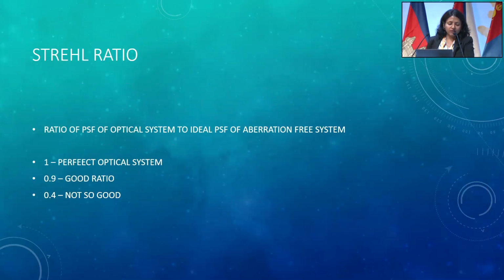Strehl ratio, again, is the ratio of the point spread function of an optical system to the ideal point spread function of an aberration-free system. So if the Strehl ratio is 1, then it's a perfect optical system. 0.9 or 0.8 would be a good ratio. 0.4, 0.3 would be not so good.